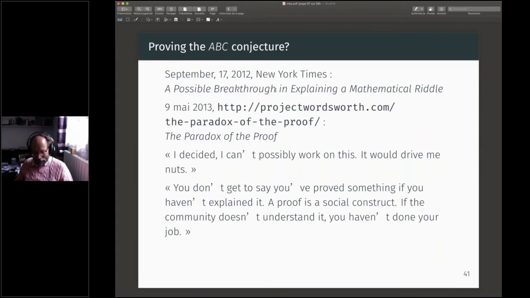And so the second answer is, in fact, more important to me. It's important to be read by everyone who will do math eventually. It's that you don't get to say you've proved something if you haven't explained it. A proof is a social construct. So that means you can say you've proved something, but if the people who want to read it don't understand it, you need to say it again, possibly in other ways, and you will need to find better words to explain the proof.